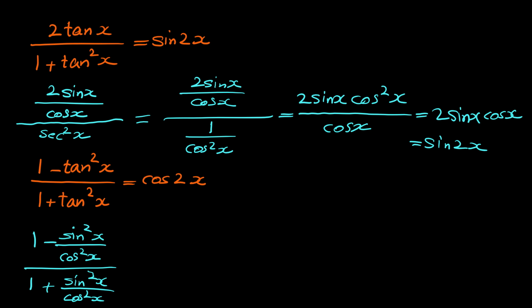Okay, how we have to simplify this expression? It seems really complicated. 1 minus sine to the 2 over cosine to the 2 all over 1 plus sine to the 2 over cosine to the 2.